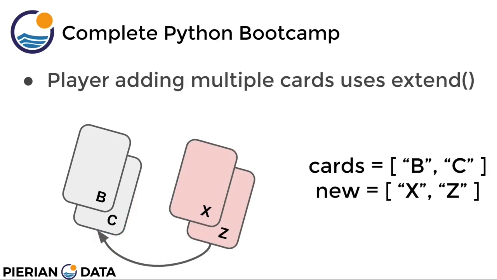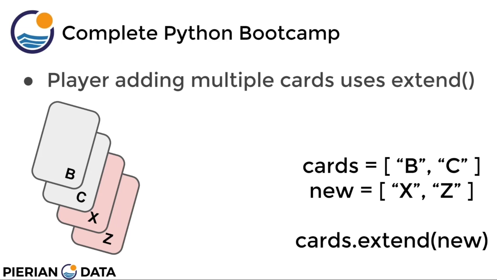Now let's imagine that we went back to my hand being B, C. However, now I need to add in multiple cards because let's say I won a very large round of war and now there's multiple cards on the table that I now have to add in back to my hand. So I have cards is B and C and new is X and Z.